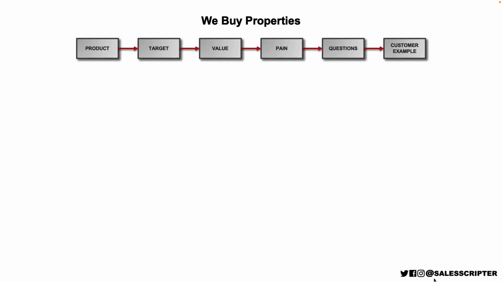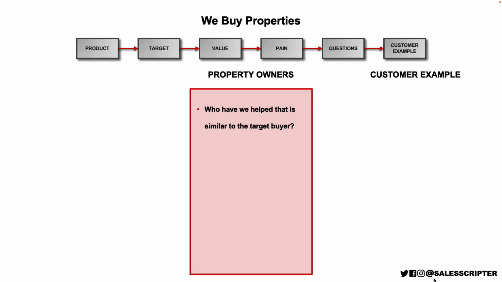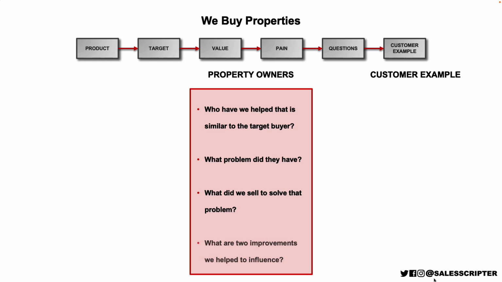And the last step in the process is to think about a short customer example that we can share when we're talking to prospects. If you're creating an example, it would be ideal to create an example that's similar to the target audience that you're communicating to. So for that, we might want to think about who is an example of a customer that we've helped similar to the target buyer type that we're communicating to. What problem did they have that we helped to address? What did we sell to them to help solve that problem? And then what are 2 improvements that our product or service helped to influence or create?